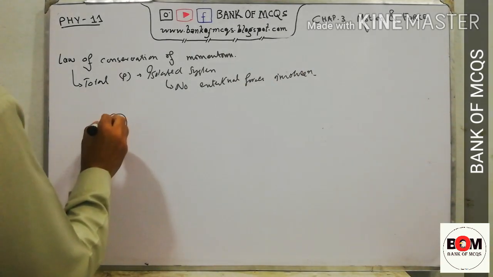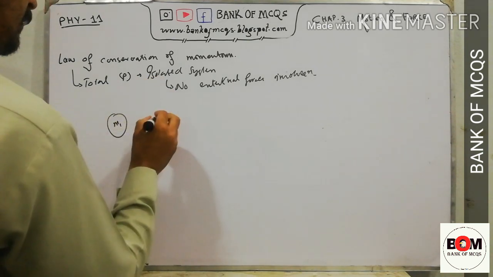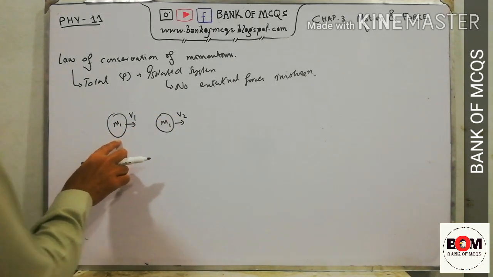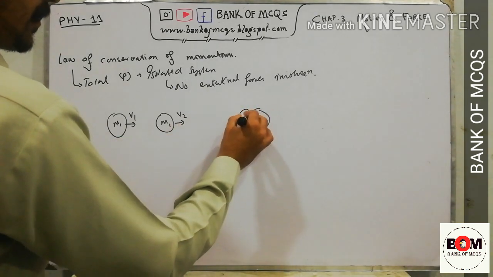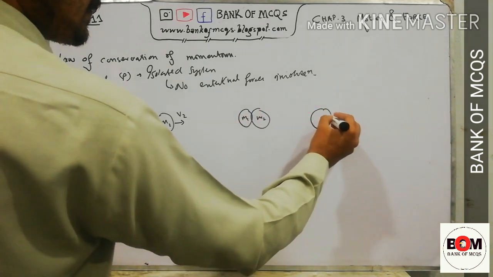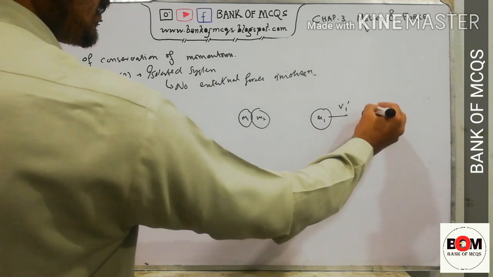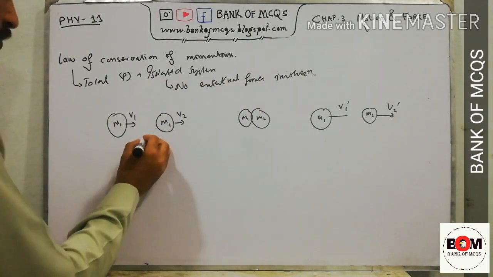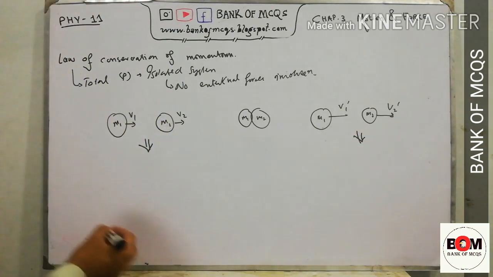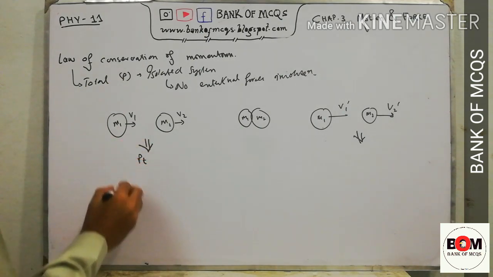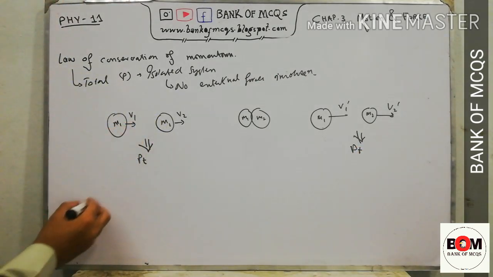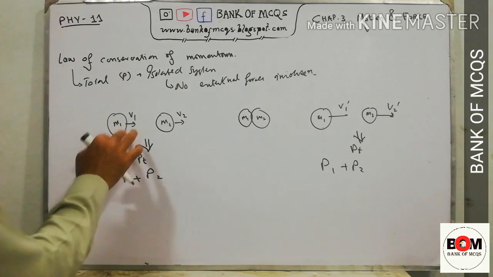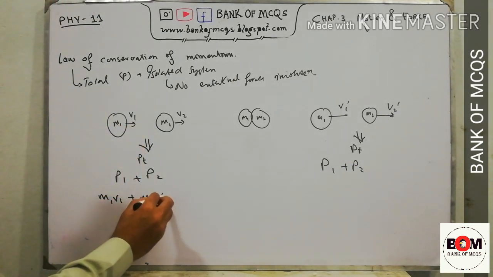For example, if we have two bodies, one of mass M1 and another of mass M2. One is moving with velocity V1 and the second is moving with velocity V2. If M1 collides with M2, then after collision, M1 will move with velocity V1 dash and M2 will move with velocity V2 dash. According to the law of conservation of momentum, as no external forces are applied, the total momentum remains constant before and after the collision. The total momentum PT is the momentum of the first body plus the momentum of the second body: M1 V1 plus M2 V2.